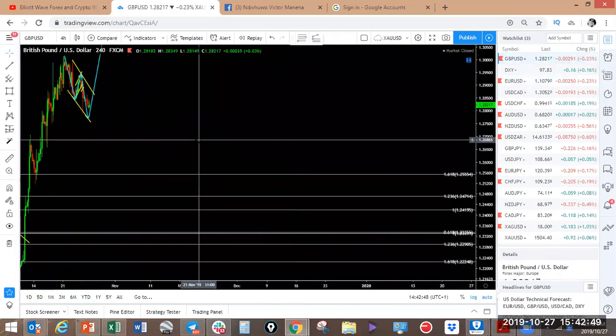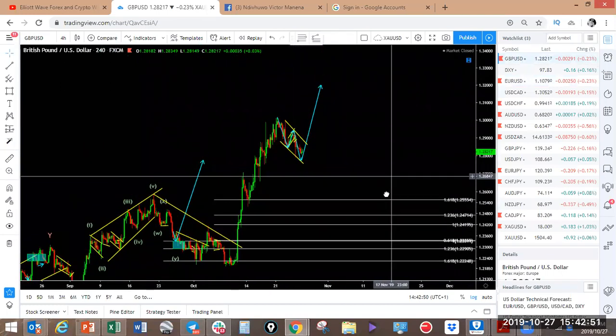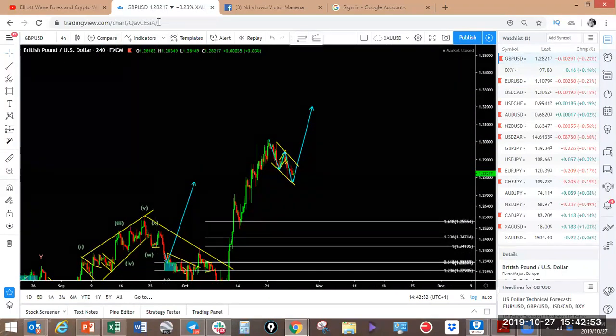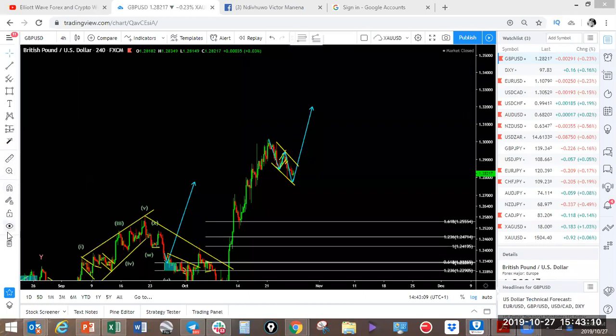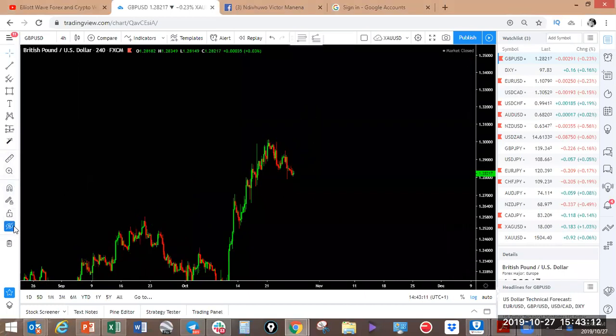Pound US dollar. Pound US dollar is also coming down in 3 waves. The pound pairs, are they going to continue higher? So we've got the 3-wave pullback. It could do that and get a running flat, a regular flat, or any kind of corrective structure before continuing with the move to the upside. So also here we're waiting for this structure to build. We can only see a 3-wave move, which does not mean anything at this stage.